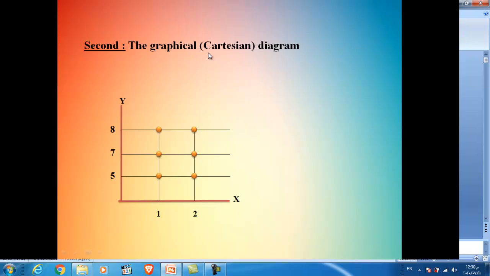Graphical diagram, or Cartesian diagram. First we will write X on a horizontal line and Y on a vertical line, and we will write the elements of X as 1 and 2, and for Y we will write 5, 7 and 8, as you see in this figure. Then we will put a point at the intersection: (1,5), (1,7), (1,8), and so on, (2,5), (2,7), (2,8).